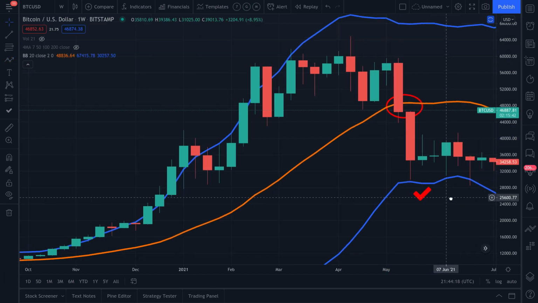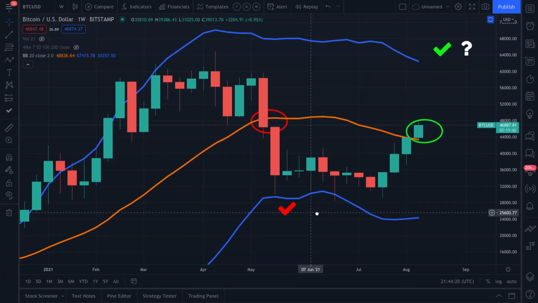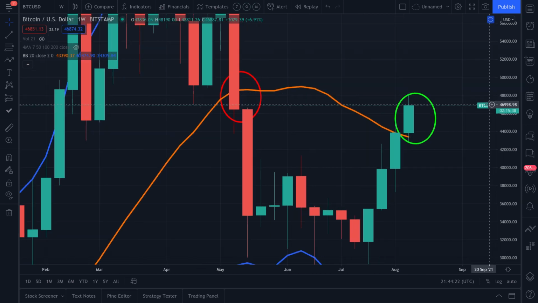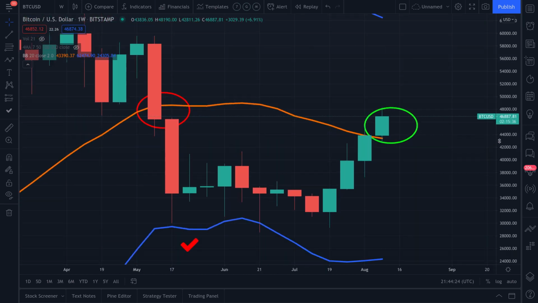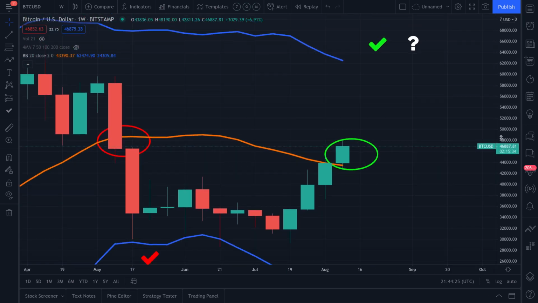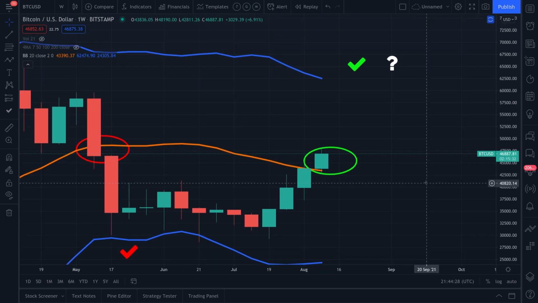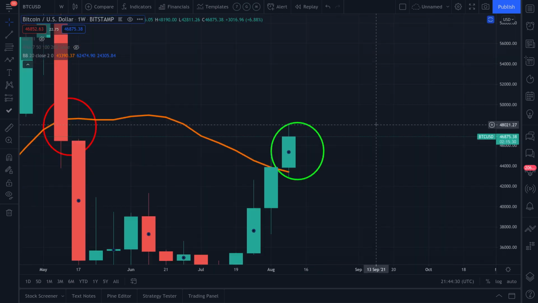Now right now, here's where we are, ladies and gentlemen. We're up against a close above the orange line. We got about 2 hours and 15 minutes. At 8 p.m. Eastern Standard Time, this weekly candle will close.